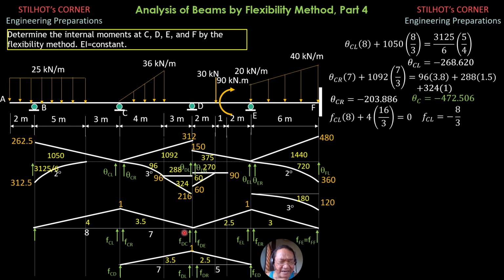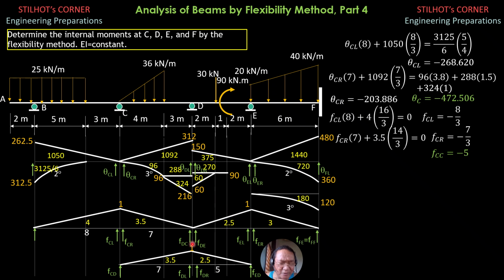Likewise, FC right, considering CD, FC right times 7 plus 3.5 times 14 over 3, moment arm, equals 0. So FC right is equal to negative 7 over 3. Therefore, the force coefficient at C, FCC, is negative 8 thirds plus negative 7 thirds, and that is negative 5.